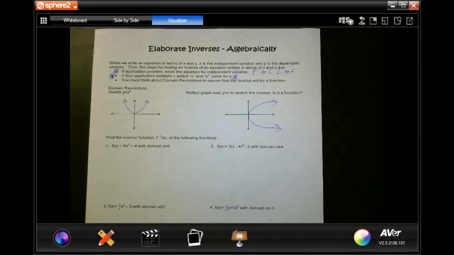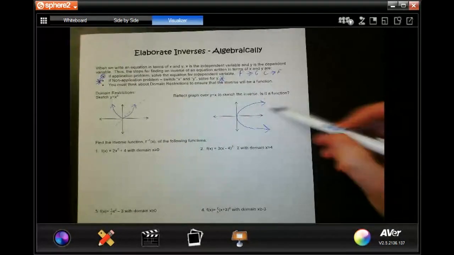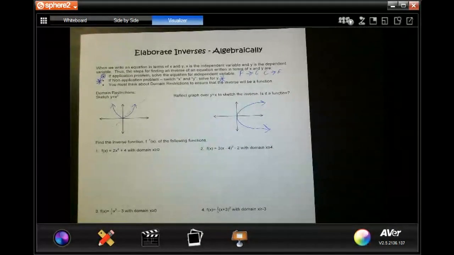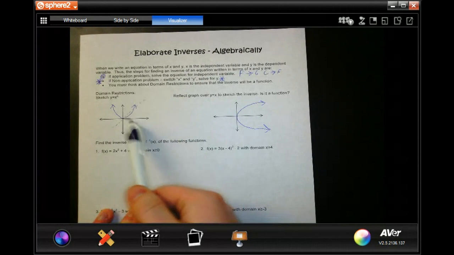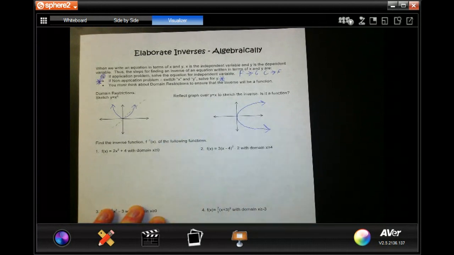Okay, so here's the thing, though. What is wrong with this? It actually asked this question here. What's wrong with this sideways parabola? It's what McKinley brought up earlier. Correct. It's not a function. So we need to think about domain restrictions to ensure that the original sketch is a function and that its inverse will be a function.